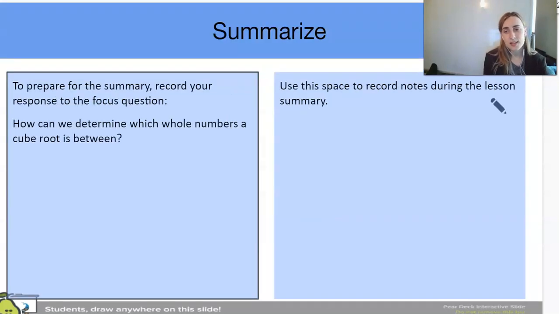For our summarize section, we're going to record our response to the focus question, which was how can we determine which whole numbers a cube root is between? You might want to repeat some of the ideas you put on slide D here, since slide D was really asking us to teach someone else how to determine which whole numbers a cube root is between. On the right, you can record any notes you want to remember for the future.